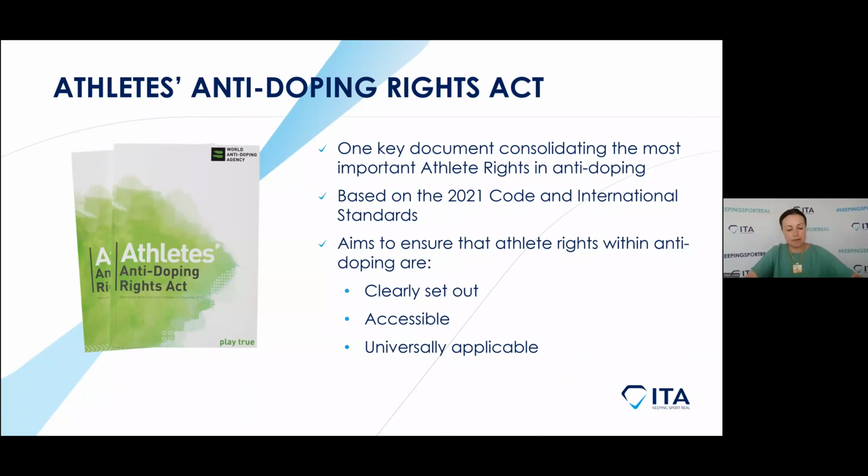The Act is made up of 2 parts. Part 1 sets out the 14 rights that are found in the code and in the international standards. Part 2 sets out the recommended athlete rights. So these are not found in the code or international standards, but are recommended to be adopted for best practice. Before we look at the athlete rights in this Act, let me just take a second to point out that even though these are athlete rights, all stakeholders in the sporting community have a responsibility to know, understand, and importantly, promote these rights.